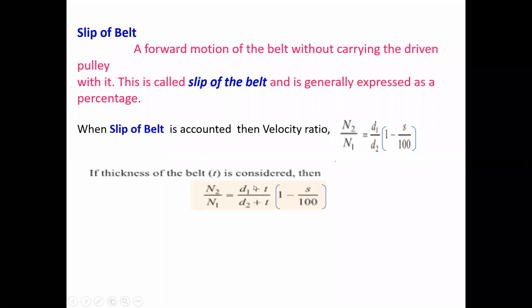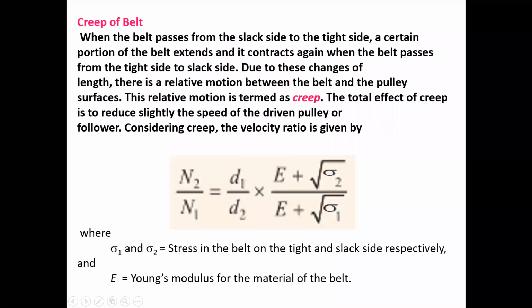Similarly, when we consider the thickness of the belt, N2 by N1 equals (D1 plus T) by (D2 plus T) into (1 minus S by 100). And another effect is also there, that is the creep effect, creep of a belt. So what is the meaning of creep?